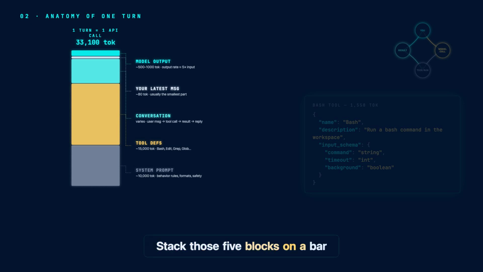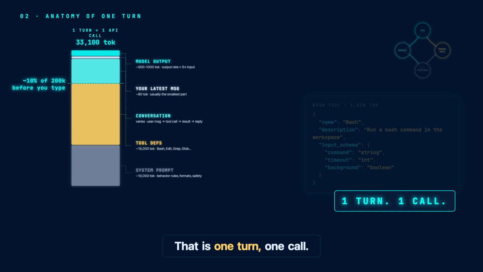Stack those 5 blocks on a bar chart and you see something honest. Before you type a single character, roughly 10% of your 200,000 token window is already gone, just on the system prompt and the tool catalog. That is one turn, one call. Now keep that picture in your head, because turn 2 is where it gets expensive.